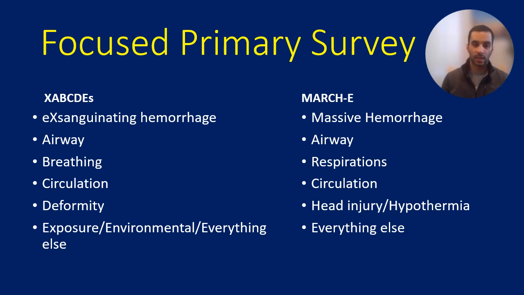D stands for deformity in XABCs, whereas H stands for head injury and hypothermia in MARCH. Head injury and hypothermia is going to be covered in the everything else part of XABCDEs. I do think that head injury you should really consider ahead of the deformities, but it's just the way the letters work. So anyway, head injury and hypothermia are really important. And then E for exposure, exposing the patient to find all the wounds. Environmental, taking care of the hypothermia, and everything else. And they both end with everything else, okay? So pick which one you can remember more easily and use it. Honestly, this will benefit you in any trauma patient you encounter, not just in tactical emergency casualty care situations. So this is good for you to know no matter what, okay?